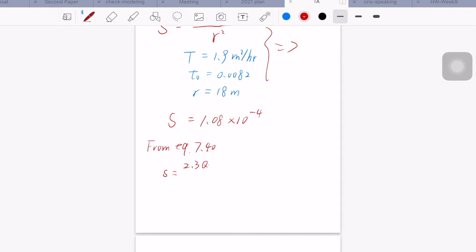And then from equation 7.40 in the textbook, we know the drawdown S should be equal to 2.3 times QW divided by 4 times pi times transmissivity, times log of 2.25 times transmissivity times time divided by R square times the storage coefficient.